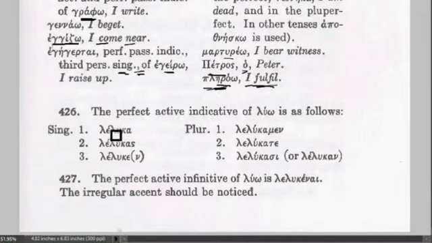Luo is a regular verb, so we first of all notice here that we have, as I was saying to you earlier, the reduplication.